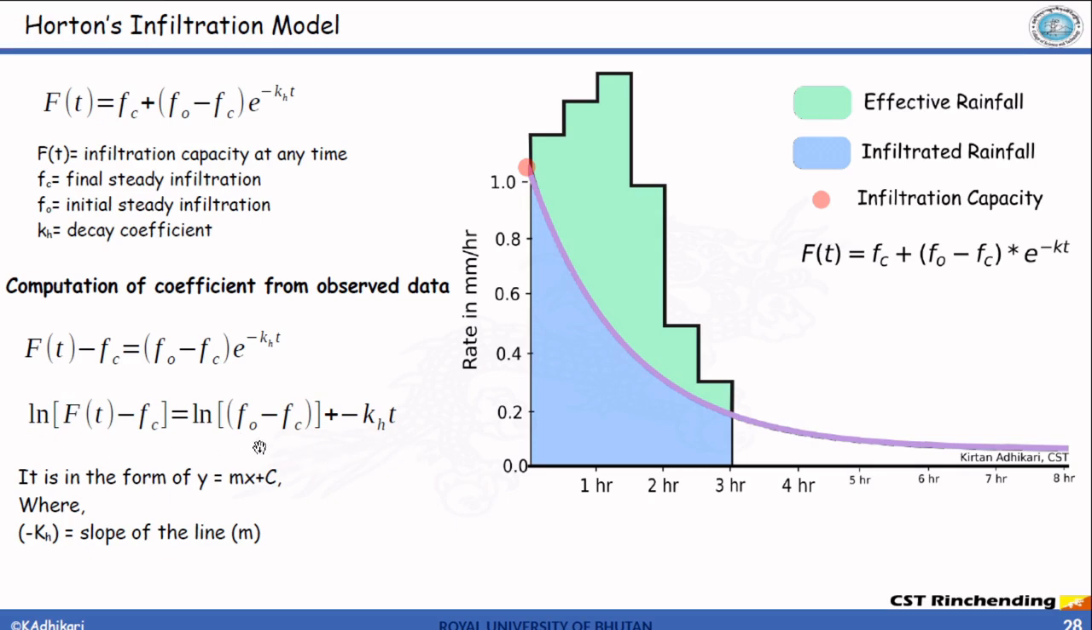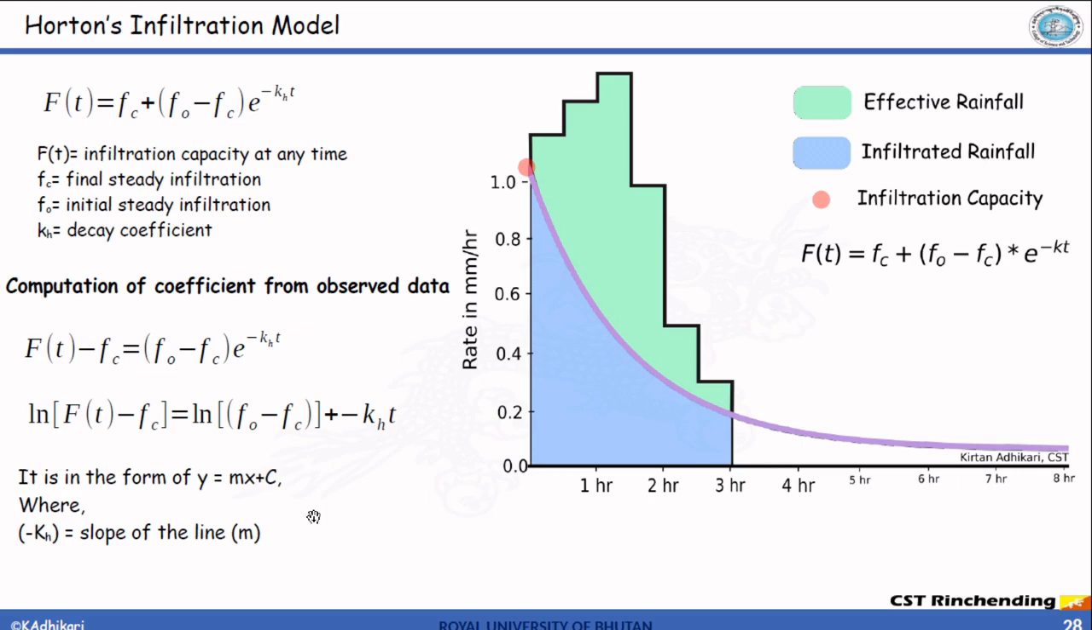If you look closely, this expression is in the form of y equal to mx plus c. In fact, it is y equal to mx minus c, where minus k is equal to the slope of the line that we get from fitting these values into a chart. So that's how we get the value of minus k, or the decay coefficient. Once the decay coefficient is known, the initial and final values can be directly read from your observation data sheet, and then we can finally fit an infiltration model using Horton's equation.